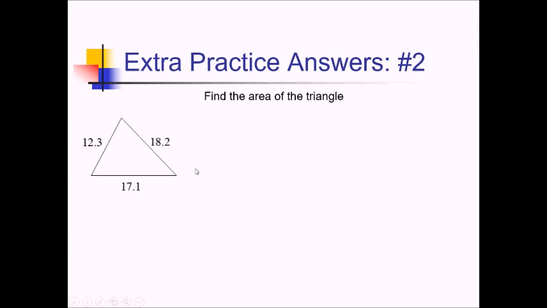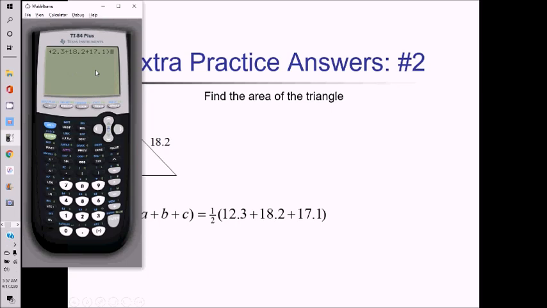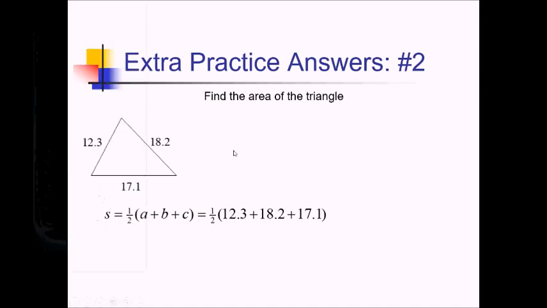For this problem, to find the area of a triangle where we have three sides given, we're going to use Heron's formula. We'll start by finding S, the semi-perimeter. That's going to be 1/2 A plus B plus C. And then that's going to be 1/2 of 12.3 plus 18.2 plus 17.1. Let's do that on the calculator. Crunching those numbers, it looks like our S value is going to be 23.8.